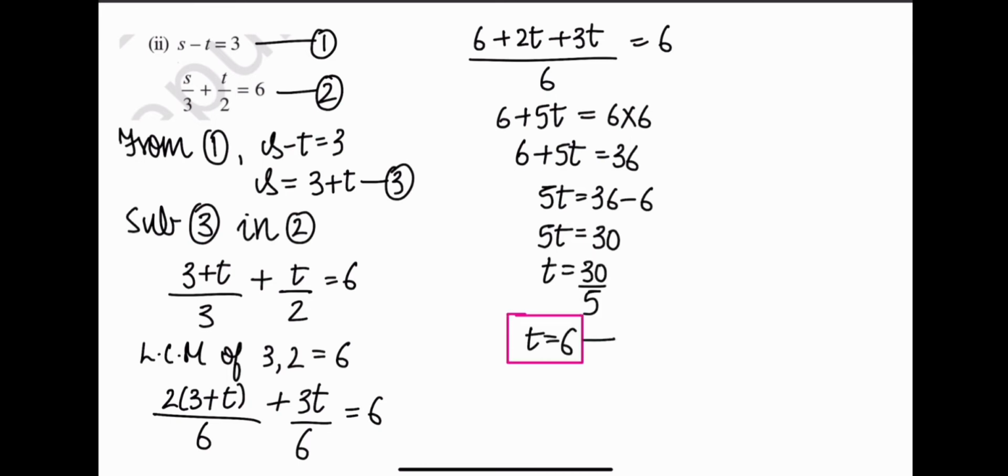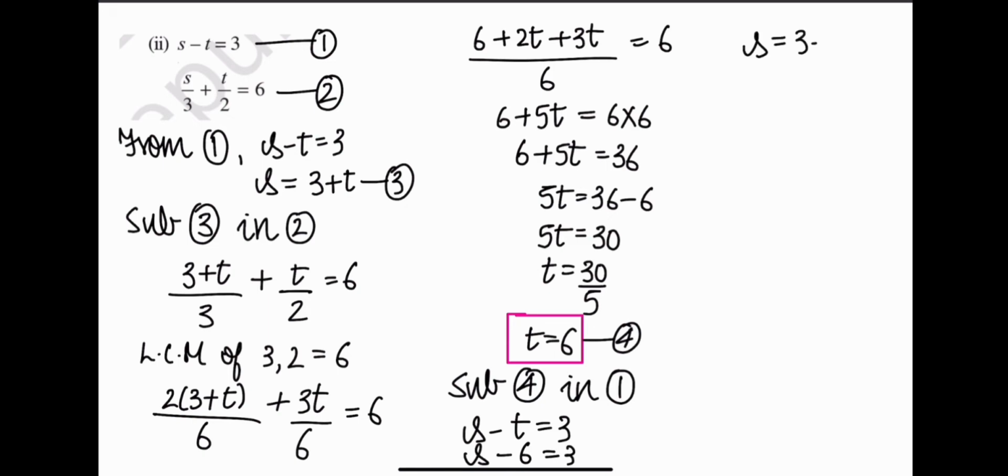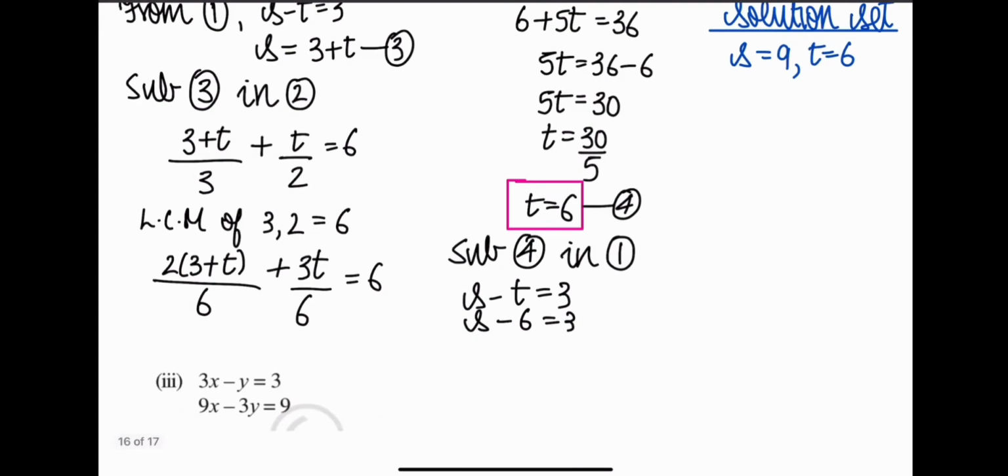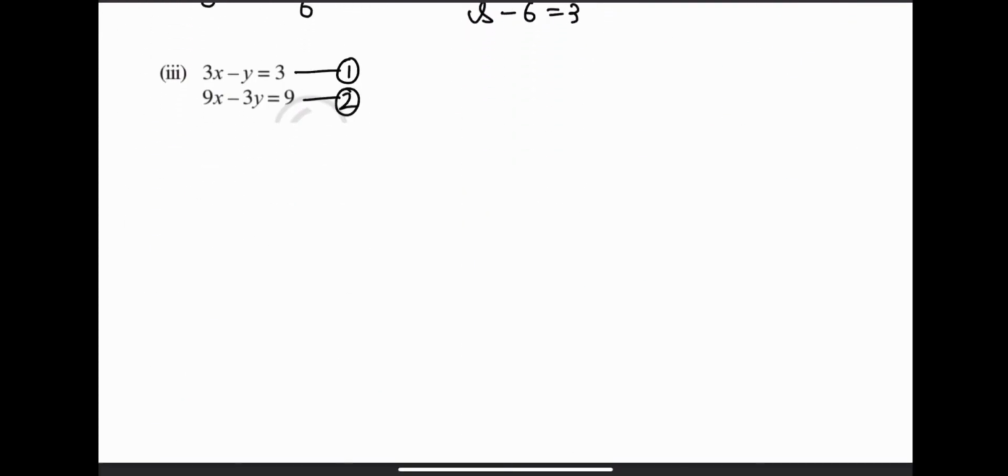Now, this is the fourth equation. We substitute the value of t in the first equation. s = 9. Again, I emphasize that a solution set is very important. We know s = 9 and t = 6. Let's move on to the third question.